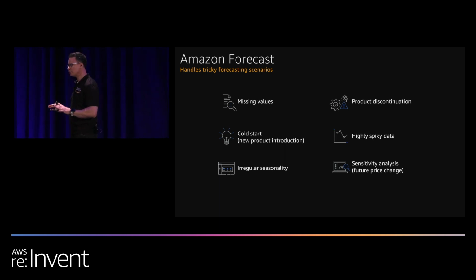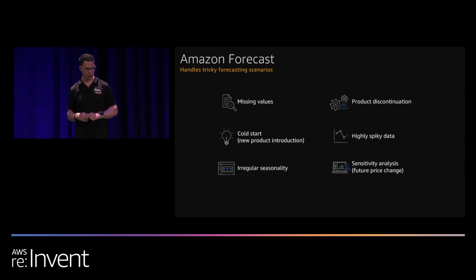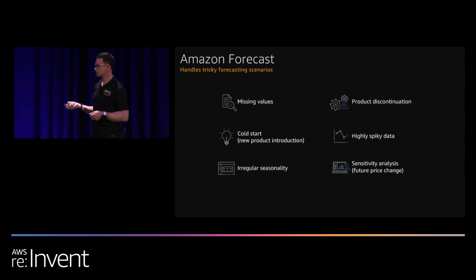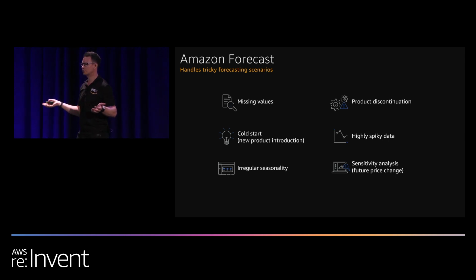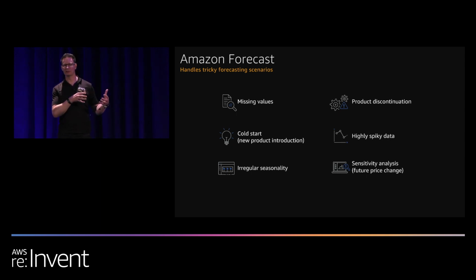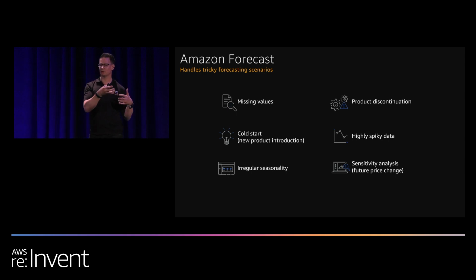So, some of the really important and challenging things that forecasts can help you with is if you have data that's missing, if you have product discontinuations, cold starts, and this is where I was talking about a new product. What if you've introduced a new product, you've got zero data on it, how much should you provide? Well, this is where cold start will be able to actually make an inference based on potentially a related product or other trends that it can see.